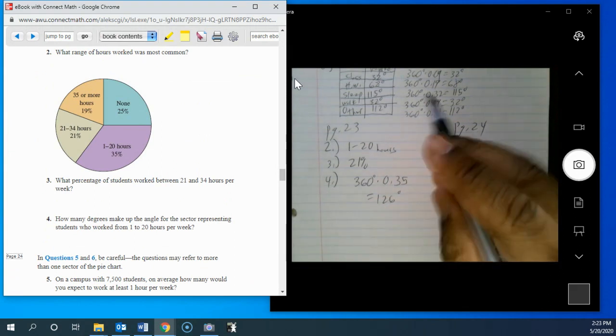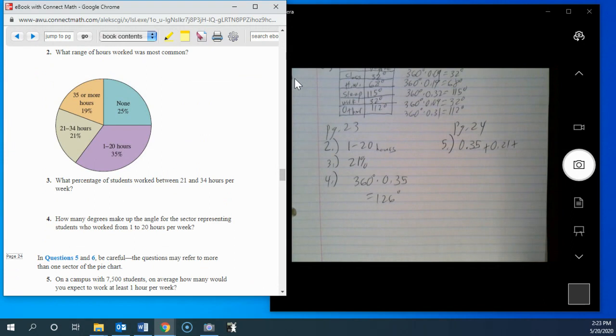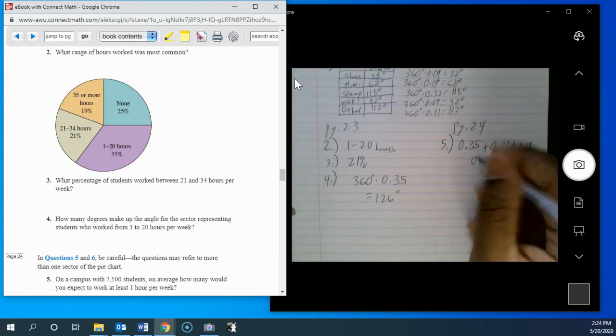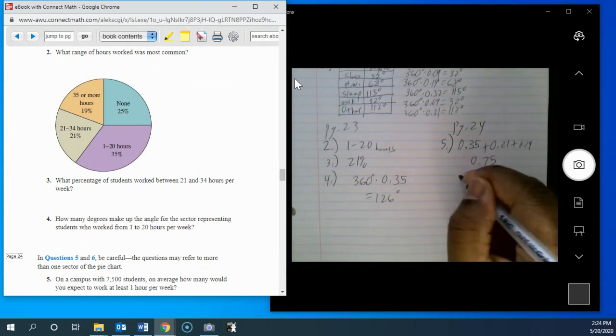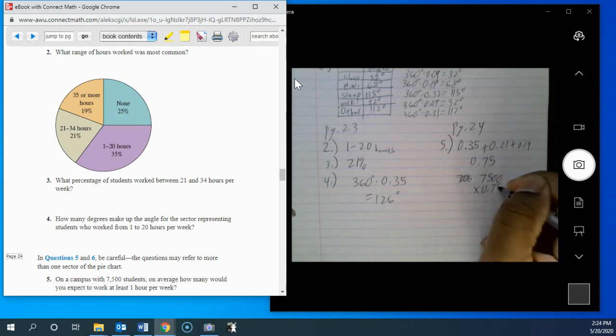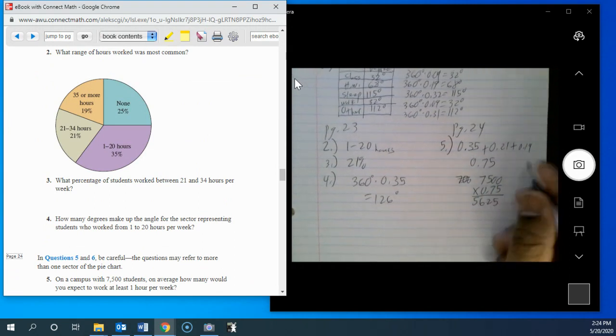So it'll be the 1 through 20, the 21 through 34, and also the 35 or more hours. You'll add all of these up, you'll get their percents and add them up. This will be 75% or 0.75. So we would take this value. We're told that we have 7,500 students, and we'll multiply it by 0.75. So it'll be 5,625 students who work at least 1 hour a week. So that would be your answer for number 5.